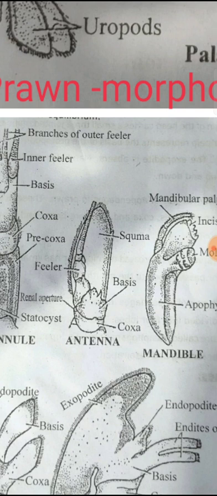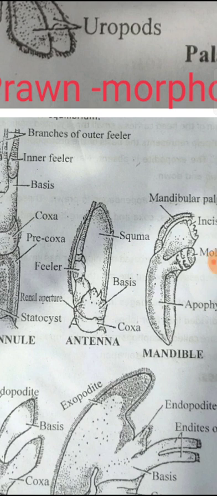The squama is used as a balancer during swimming. The antennae are used for tactility and excretion. These are the functions of the appendages. Now the third one is the mandibles.